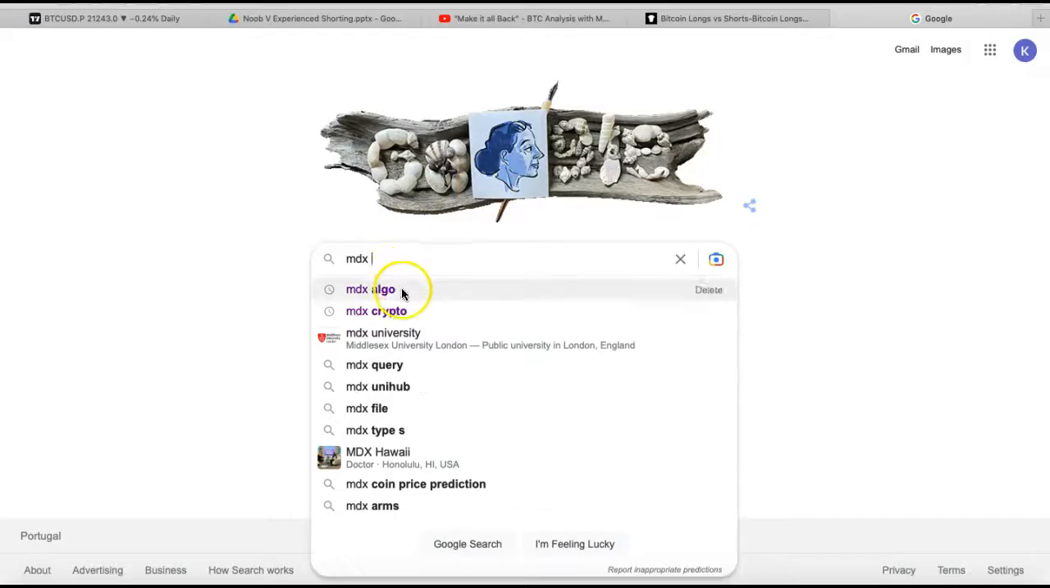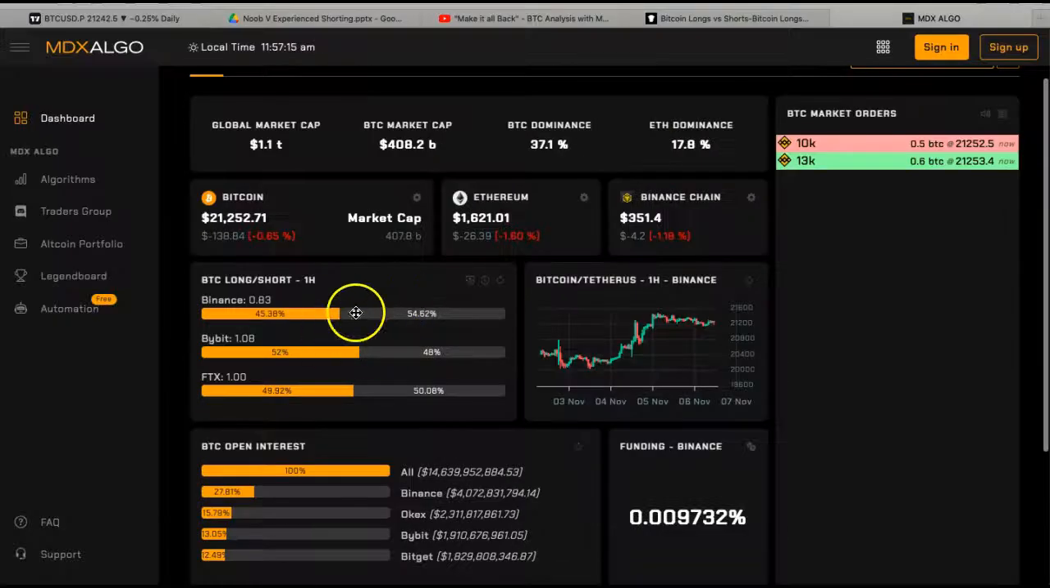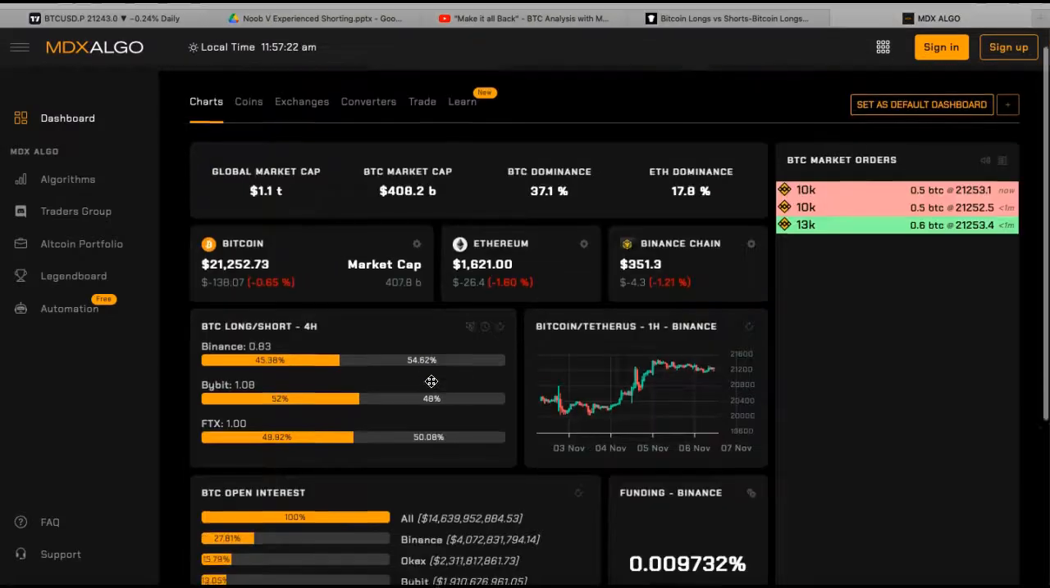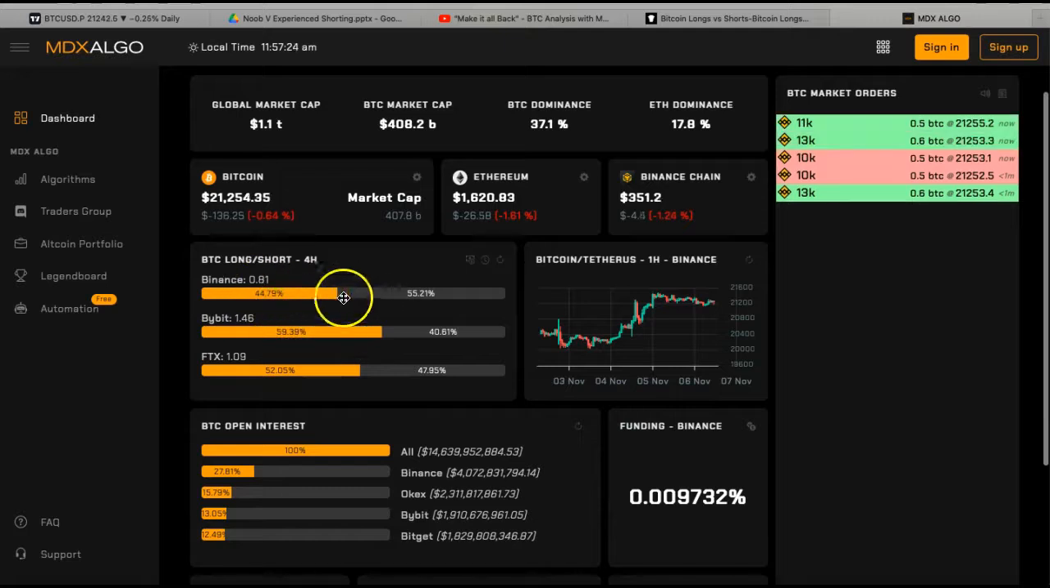You can also look at the MDX algo as well. This is that on the 1 hour, for example, there's quite a lot of shorting pressure. And then if you go onto the 4 hour, Binance is highly short.